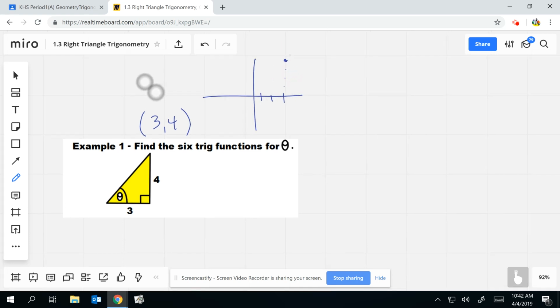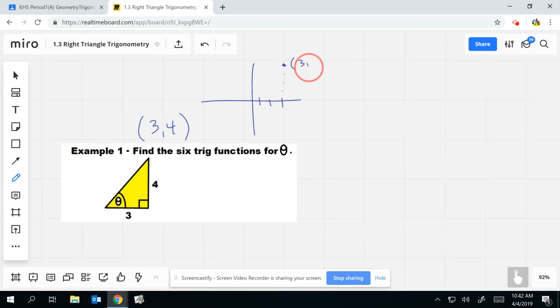So this right up here would be the point 3, 4. You would connect it to the origin to get our angle. The x value is the bottom of the triangle. The y value is the top. Those are the two sides, 3 and 4. There's my angle, theta. And if you notice, that's the same triangle that we have down here, over 3 and up 4.